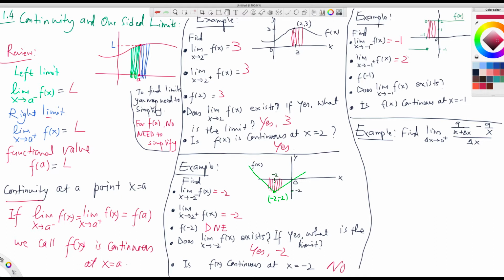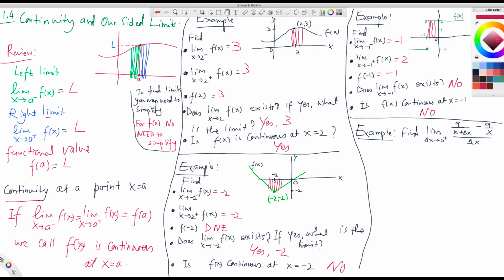So the limits are not equal. You see that? The limits are not equal. How about the functional value? What do you think? To look at the height at -1, you look at -1 here because there is a closed circle, right? So at -1 the function is defined. So it is -1 as well. Do you think the limit exists? No. Right? The limit does not exist because the left limit and the right limit are not equal. How about the continuity? No, because the limit does not exist. Also the functional value is not equal to the left limit and right limit. So the answer is no.